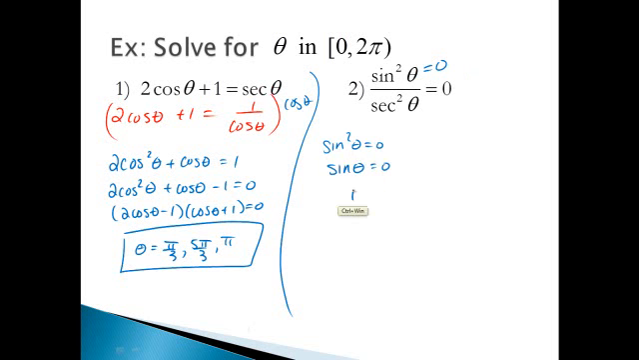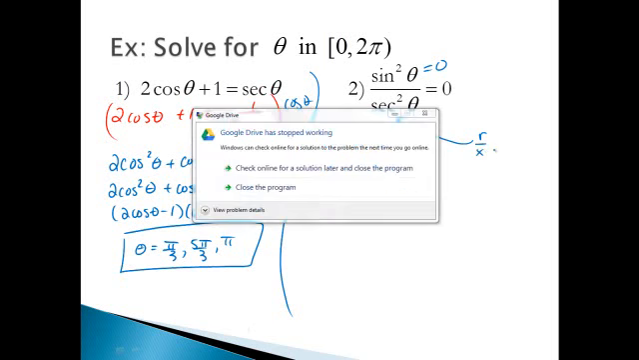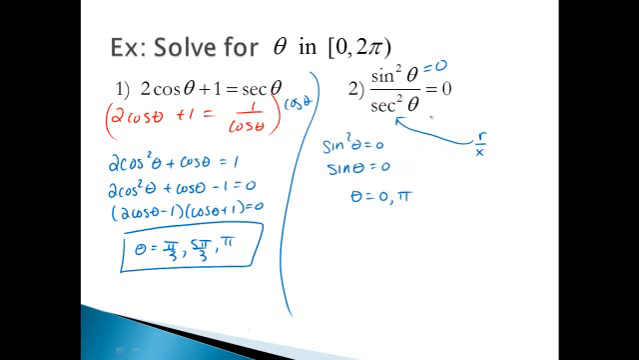Now we double check to make sure that these values are not undefined for secant. Since secant is r over x, and at 0 radians and pi radians, x is not 0, then these answers are valid.